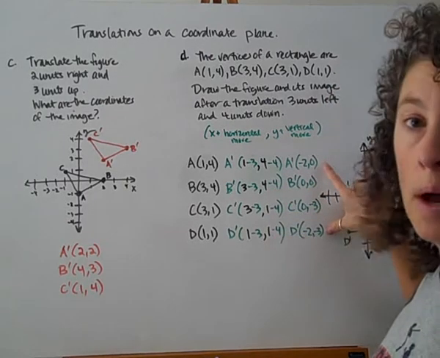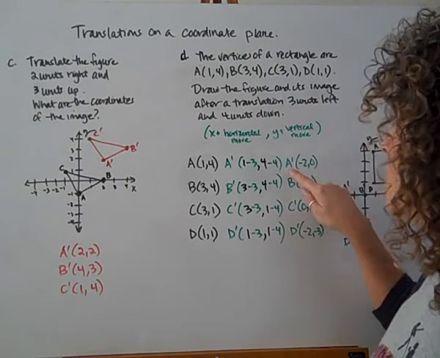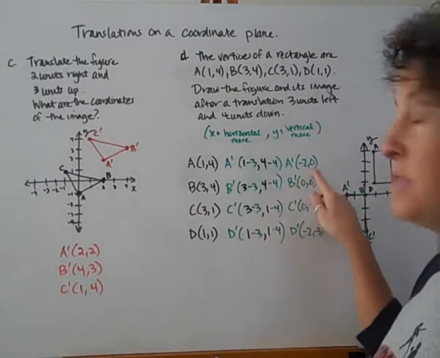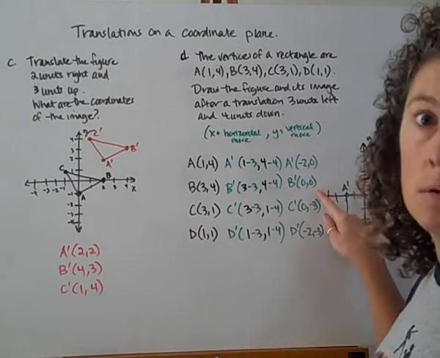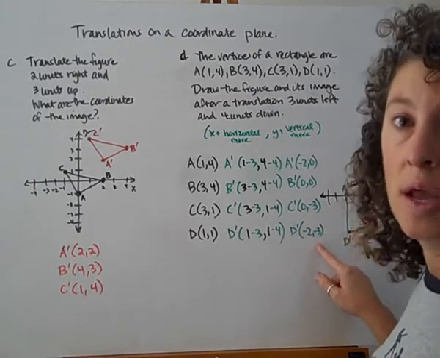So here I come up with my image, the points after I've done this translation. So A becomes (-2, 0) when I do this math. A prime is (-2, 0). B prime is (0, 0). C prime is (0, -3). And D prime is (-2, -3).